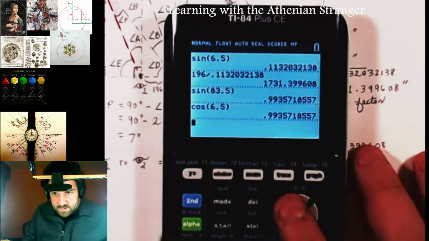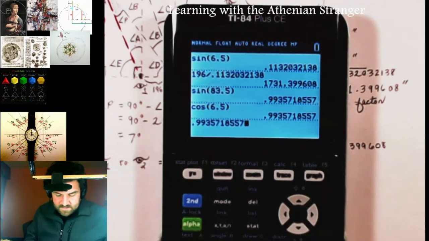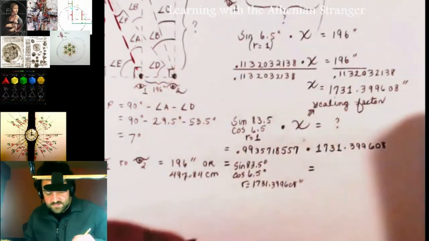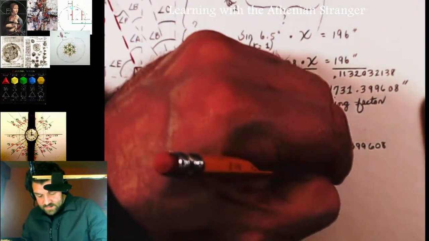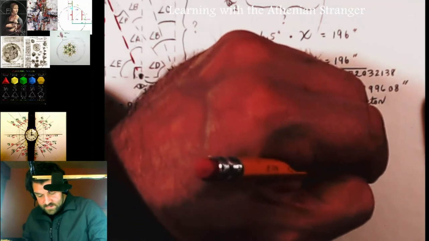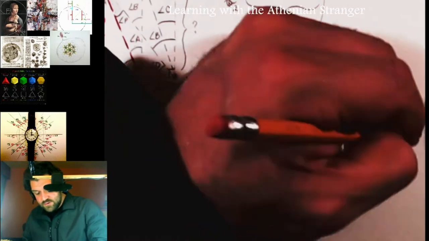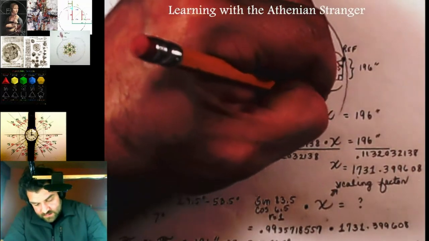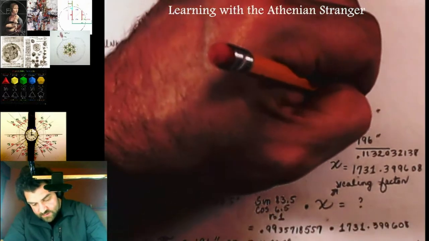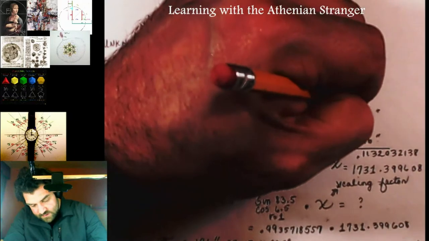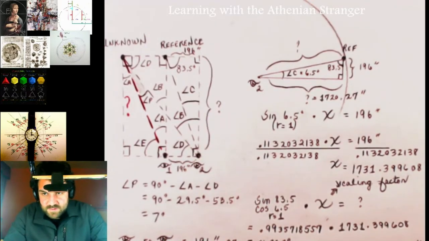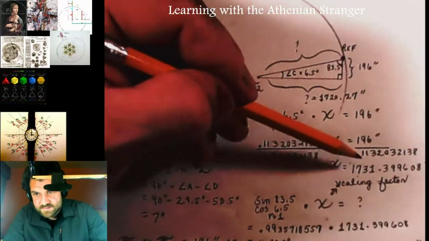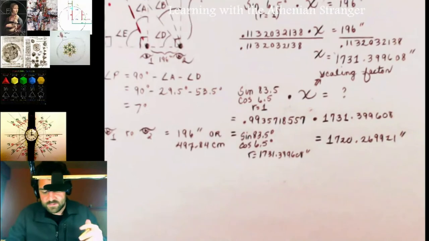I'm going to multiply that times the scaling factor, and I'm going to get 1720.269921 inches. So now we know this equals 1720, and we'll round to the nearest hundredth, so let's call this 1720.27 inches. And I'll now prove that this scaling factor is the hypotenuse of the triangle using the Pythagorean theorem.